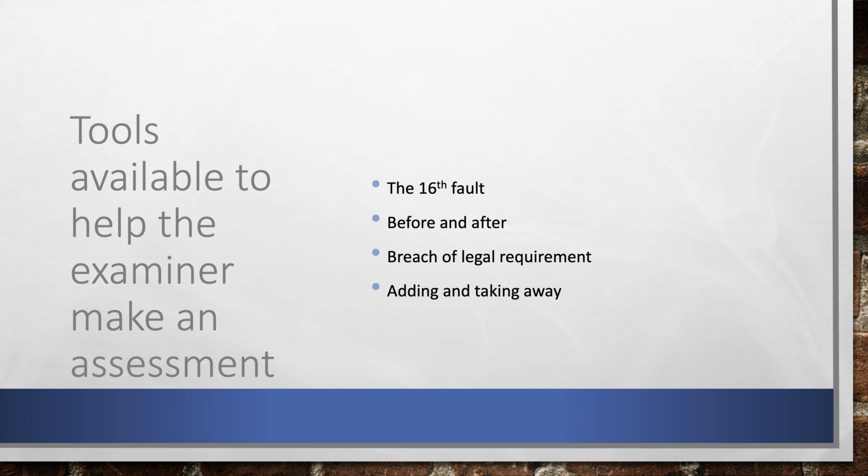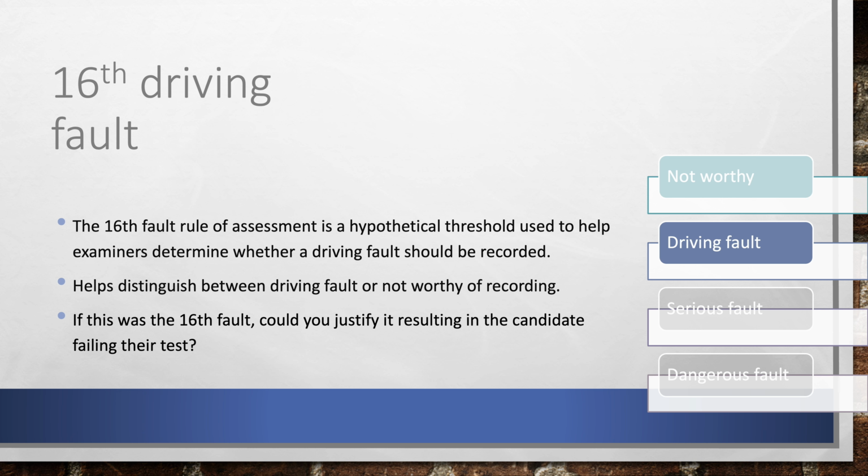So let's have a look at some of the tools then that the examiners are trained to use to help them decide if something is not worthy of a fault, a driving fault, a serious fault, or a dangerous fault. Now, one of the tools that they can use is called the 16th fault. This is a hypothetical question that they would ask themselves whenever the candidate has done something that deviates from the defined outcome. The examiner would ask themselves, if they had already committed 15 driving faults, would this 16th fault be worthy of making them fail? So it's a hypothetical threshold used to help determine if another driving fault should be recorded. And it helps distinguish between it being a driving fault or not worthy of recording.